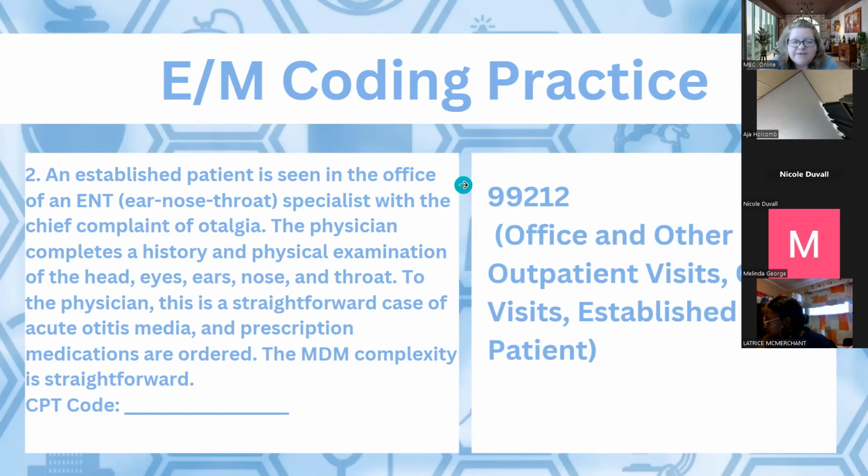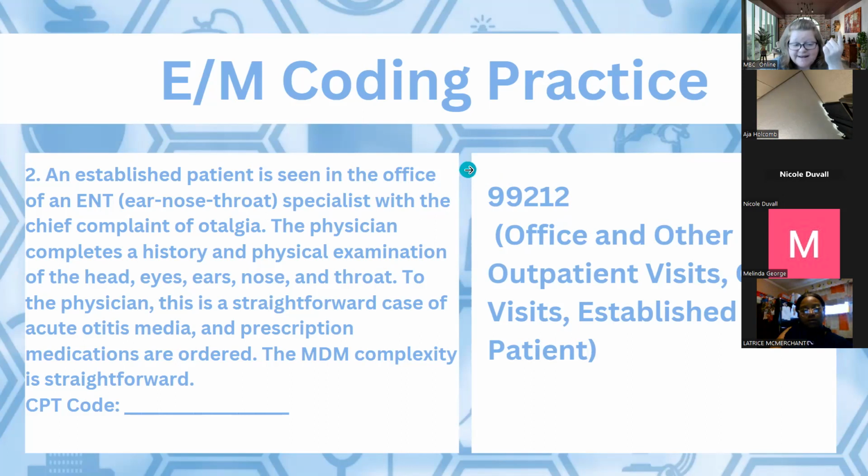But you see how in this one they threw a lot more information at you that didn't need to be there. Sometimes it's like that. That's why I say you gotta dig through it and find what you need, right? What we need when we're looking for E&Ms is our medical decision making, and most of the time they give it to you.